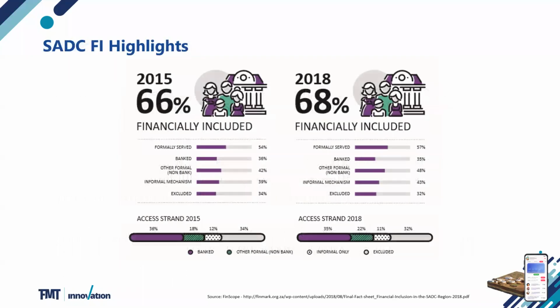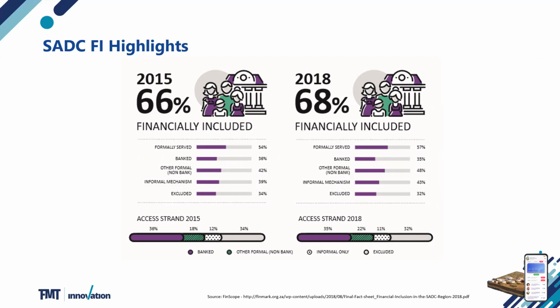Now, to give you a bit of a background of this problem, the illustration that you see there shows FinScope results on financial inclusion or how people in SADC access finance. And financial inclusion means having access to affordable financial services to meet one's savings, credit, and insurance needs. Now, financial inclusion is measured by calculating the proportion of people using financial products or services. And by looking at those statistics there, it is quite clear that there has been a slight increase in financially included people in the SADC region from 66% in 2015 to 68% in 2018.